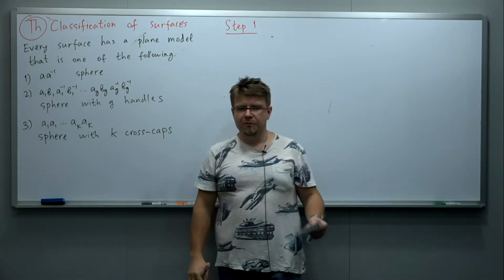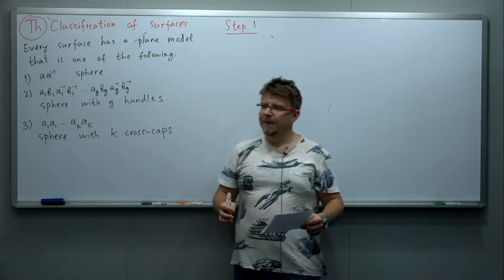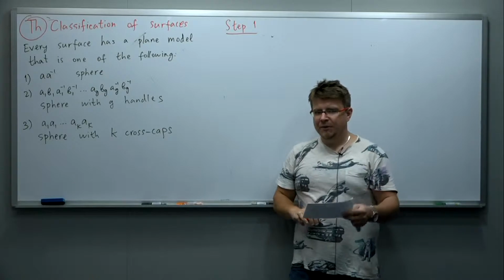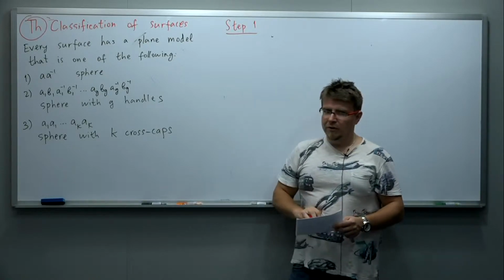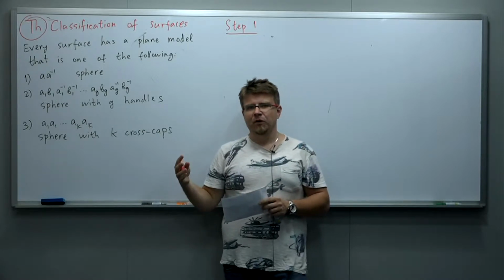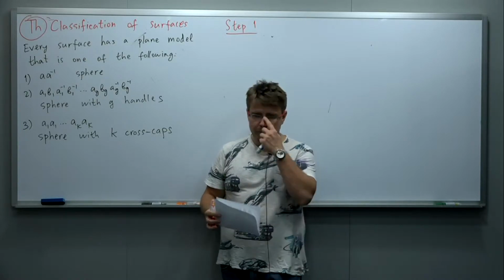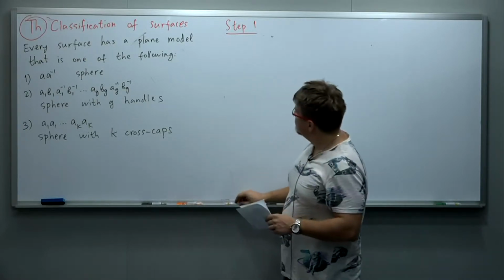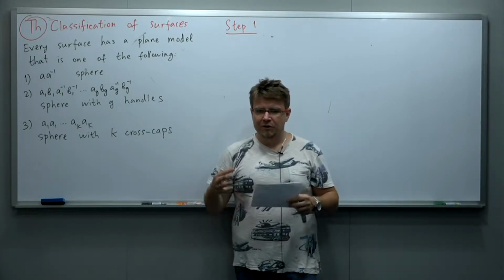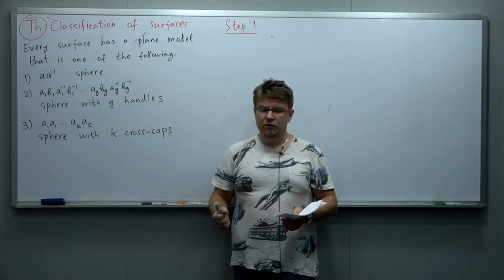Now we are going to go through the proof of the classification theorem. The first step in the proof is realizing that every surface can be expressed or represented by a plane model. So a plane model is a polygon with labels on its edges that indicate how we are supposed to glue edges together.